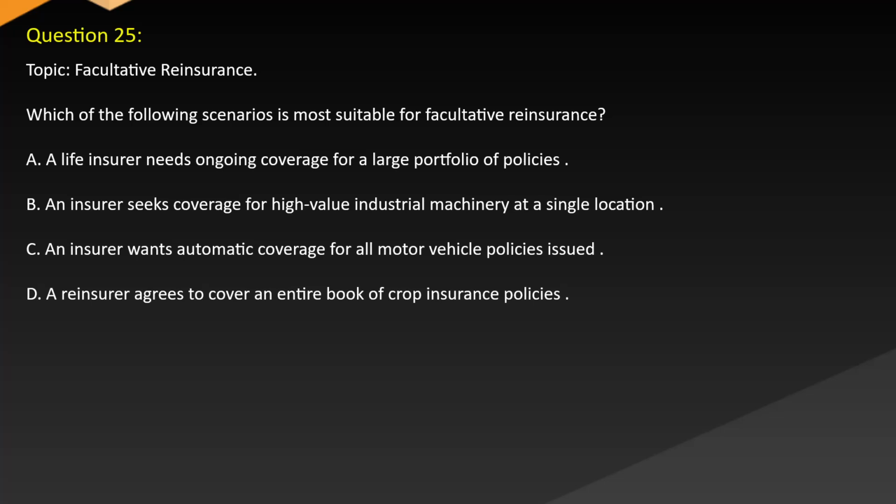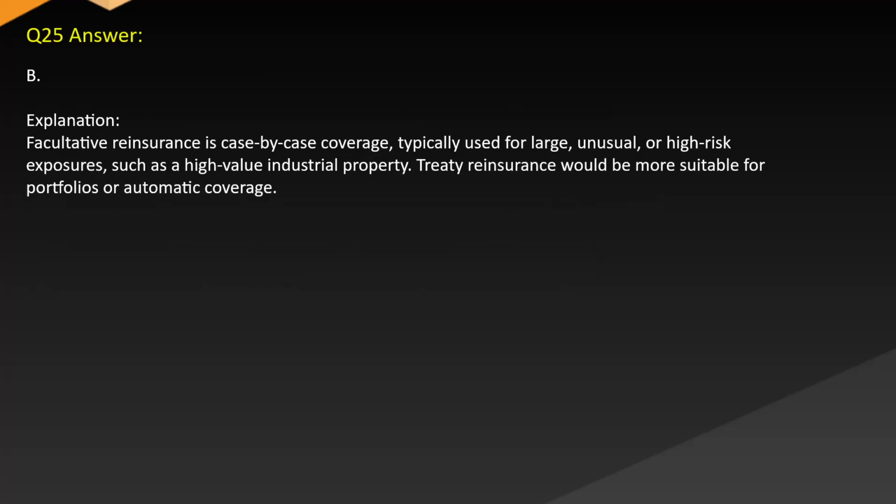C. An insurer wants automatic coverage for all motor vehicle policies issued. D. A reinsurer agrees to cover an entire book of crop insurance policies. Answer B. Explanation. Facultative reinsurance is case-by-case coverage, typically used for large, unusual, or high-risk exposures such as a high-value industrial property. Treaty reinsurance would be more suitable for portfolios or automatic coverage.